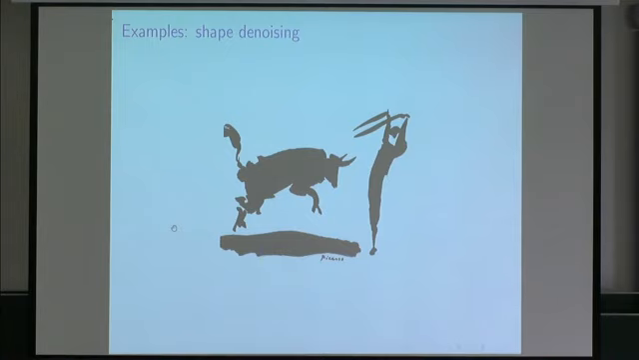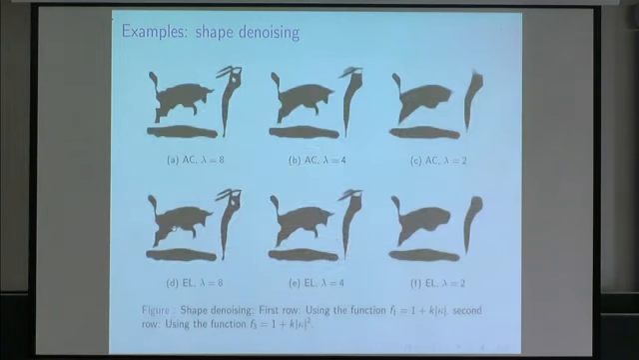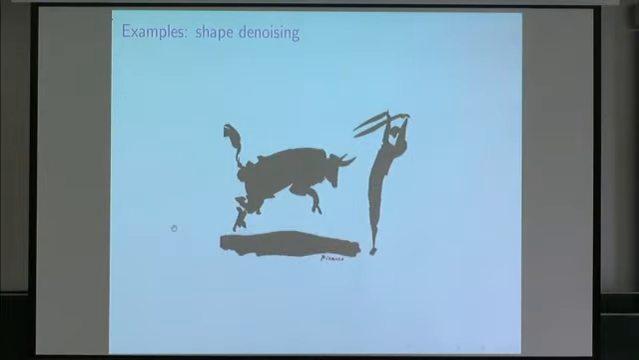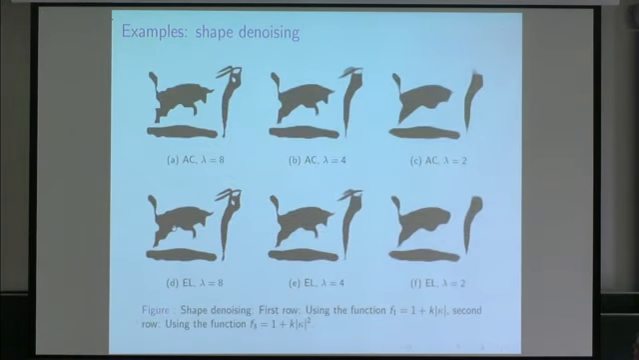First, to see the behavior of the functional, we did just a basic denoising experiment, so shape denoising. This is very simple. We use this function f of du as a regularizer, and we put an L2 penalization on the characteristic function of this set. And we tried with essentially 1 plus modulus of kappa and 1 plus modulus of kappa square. And here you see that there are small differences.